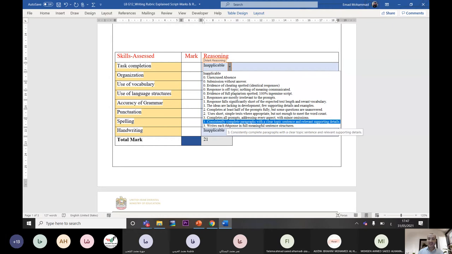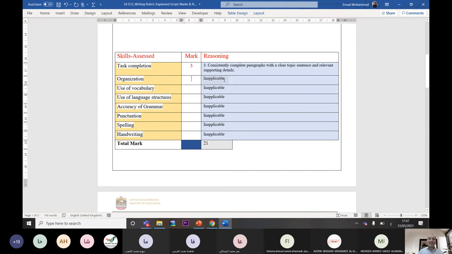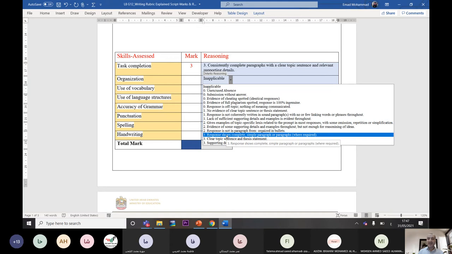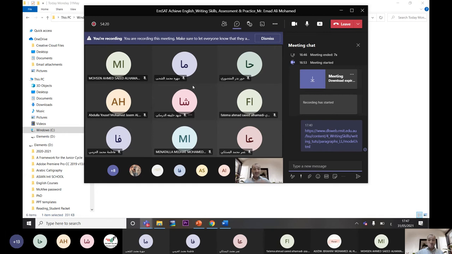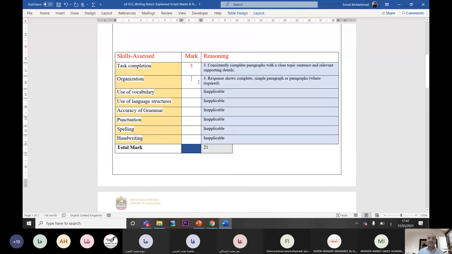Well, what about organization? The student writes the response in a complete paragraph or paragraphs. Some students only write one block, which in essay writing means one paragraph. Some students write points, which means it's not paragraph or essay writing. You should show the structure: organization, paragraph writing, many paragraphs.